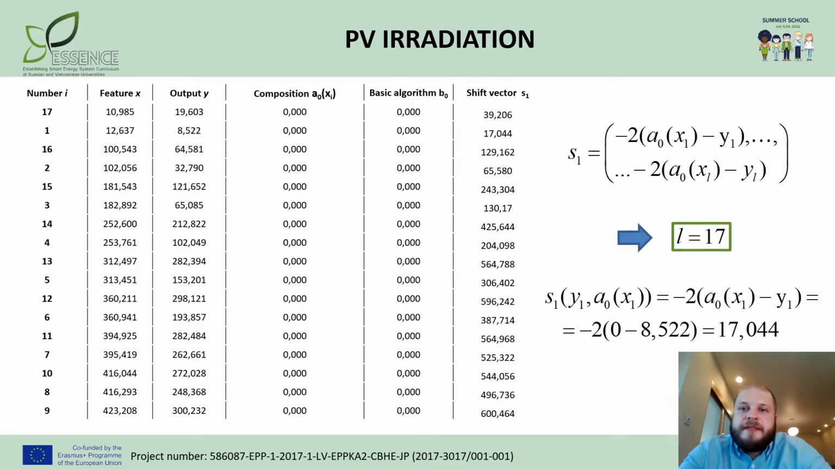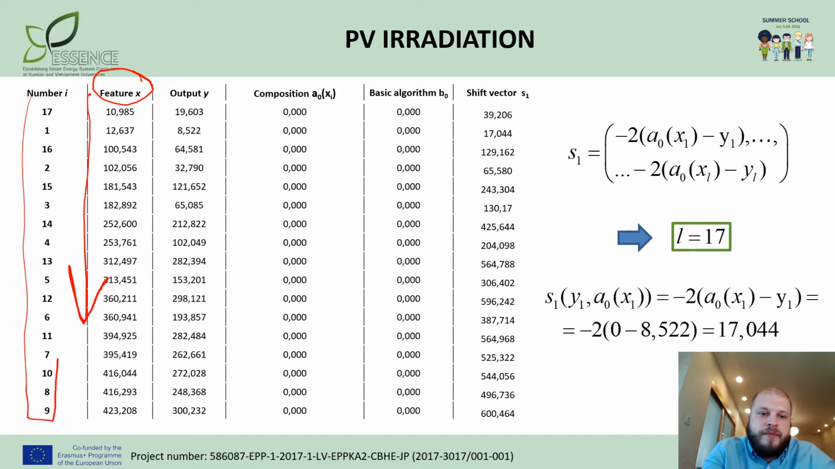In order to build the decision tree, let's sort feature x from minimum to maximum and redesign the table. So we use feature x, and sort from minimal value to maximum value. So we have changed the order of the numbers, and correspondingly changed the output variable as well.